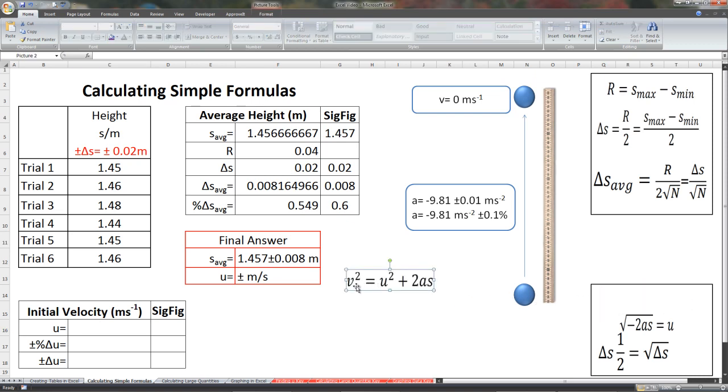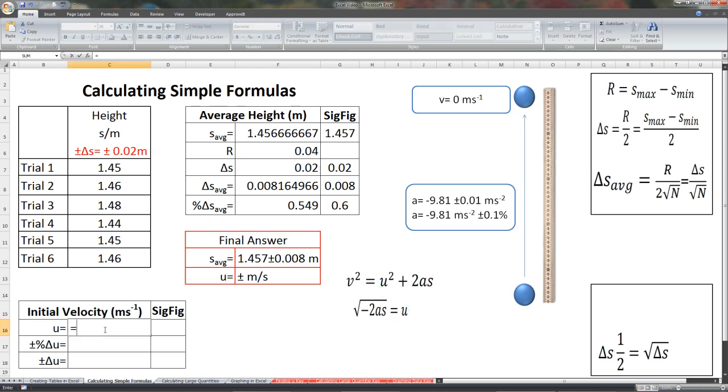Now, the equation that I'm going to use to solve for my initial velocity is one of the kinematic equations, which says that my final velocity squared equals my initial velocity squared plus 2 times my acceleration times my displacement. And whenever I rearrange that, because my final velocity is 0 at the top of the height, I get the square root of -2 times the acceleration times the displacement equals my initial velocity. So I'm going to go ahead and type that in.